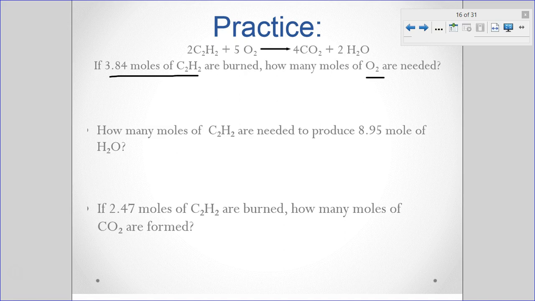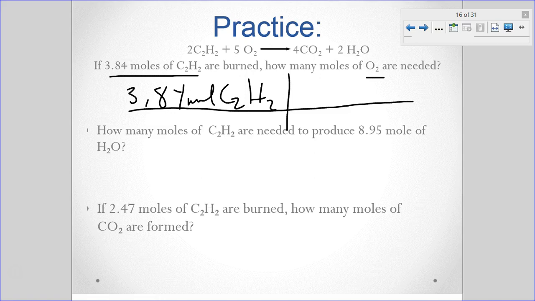I could look at it and say, if I produced so many moles of CO2, how many moles of water did I produce? All of that still works because of the fact that we use these mole ratios. Well, let's go ahead and take a look at it. So 3.84 is my given moles C2H2. I'm going to make my table.